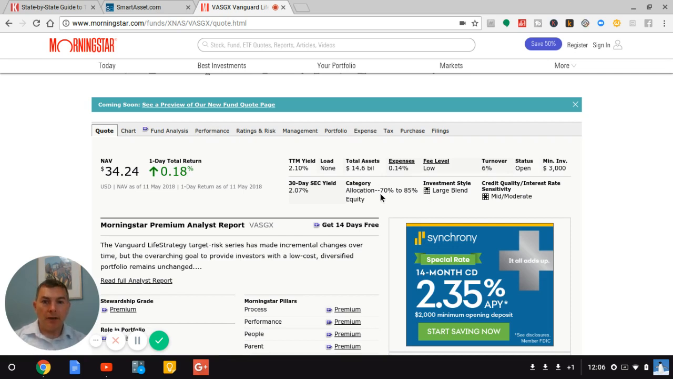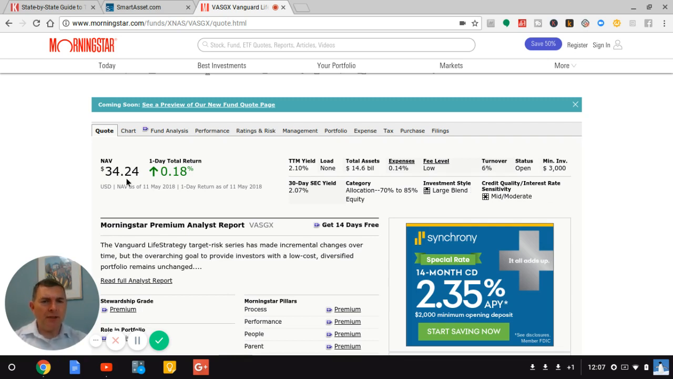Category allocation equity is 70% to 85% stocks. Oh, that's what it says. Allocation 70 to 85% equity. We've already talked about this. It's about an 80-20 stock to bond portfolio. Investment style large blend. The predominant amount of its equities, stocks, are in large companies, but they do have nice exposure to mid-size and a little bit to small caps.